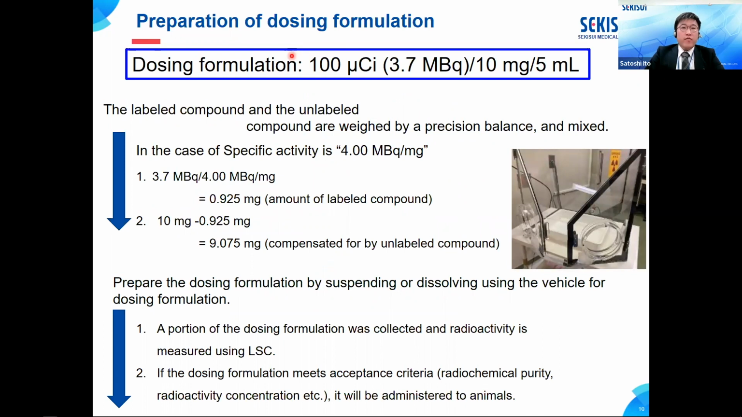Next, we will explain the specific preparation method of the dosing formulation. The following is a description of the case in which the dose formulation is 100 microcurie per 10 milligram per 5 milliliter. If the specific radioactivity is 4 megabecquerel per milligram, the amount of radiolabeled compound required is 0.925 milligram, which is the radioactivity dose divided by the specific radioactivity. The amount of unlabeled compound is 9.075 milligram, which is the dose minus 0.925 milligram.